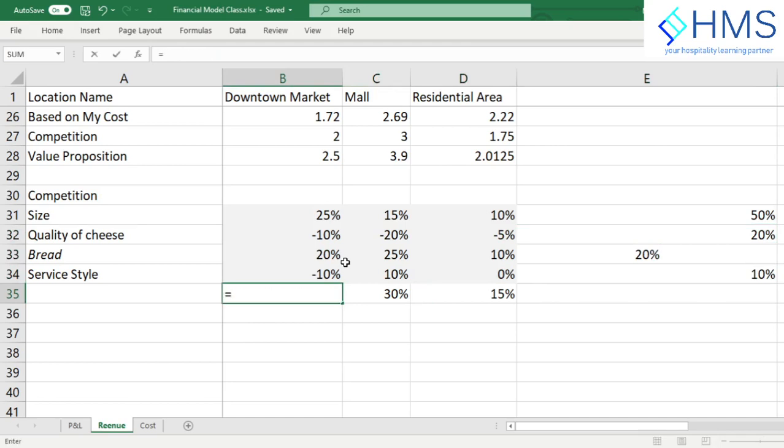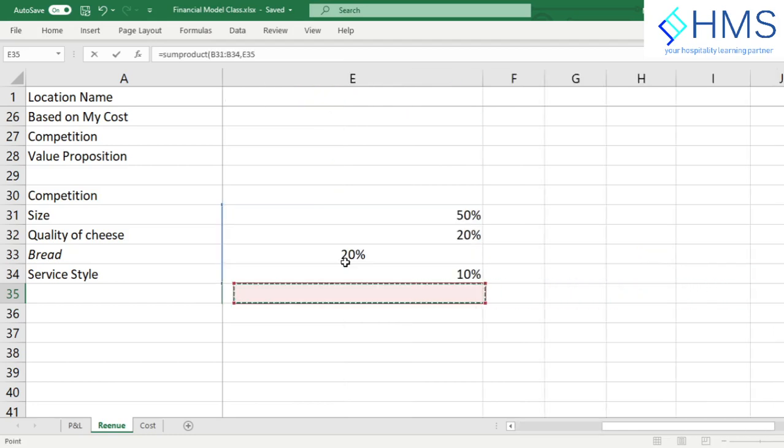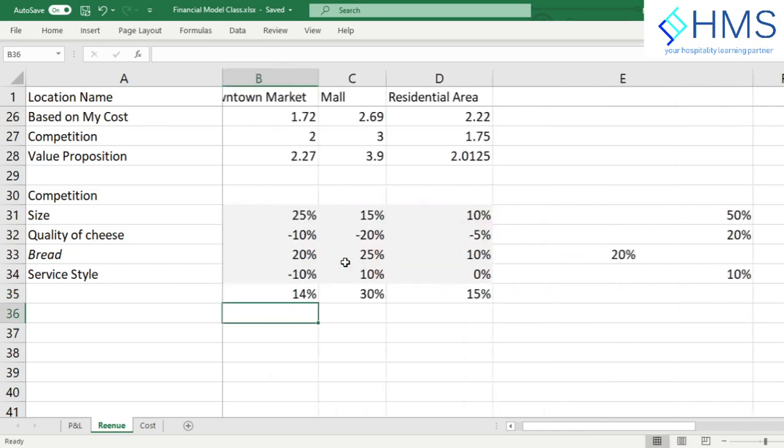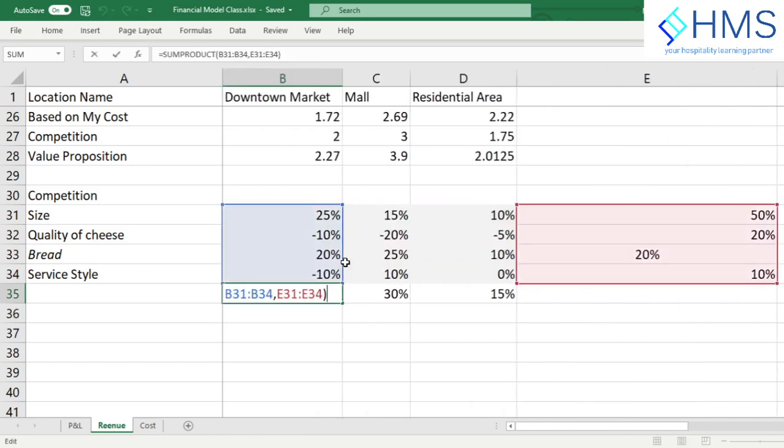Now you can use the SUMPRODUCT formula to weight it out immediately, so that you don't have to do it manually. So it's 14% basically. So you can build up this weighted average model here as well, and then create it.